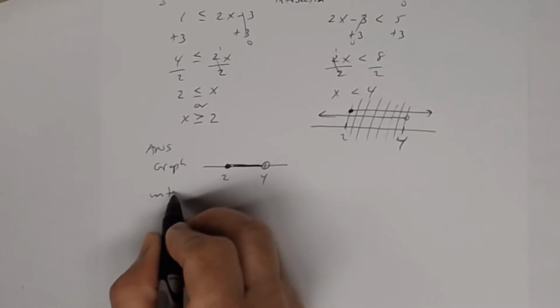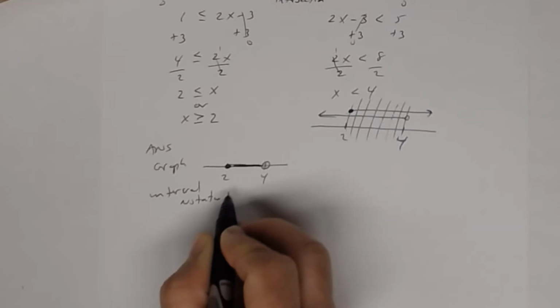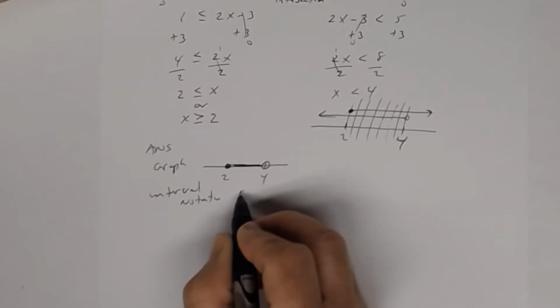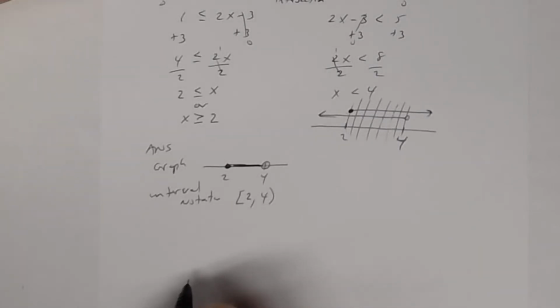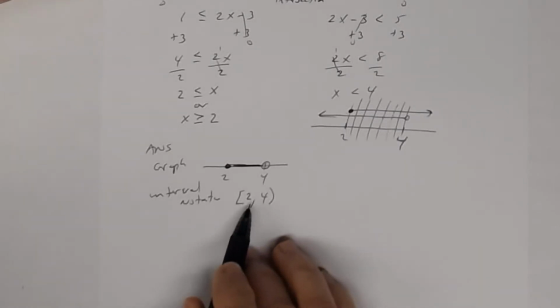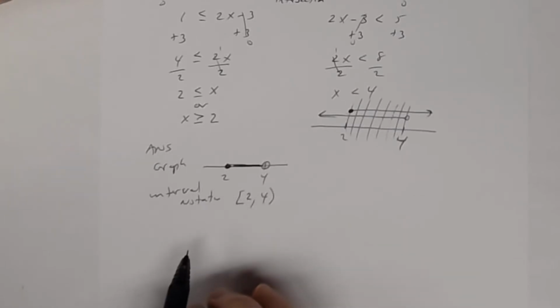The interval notation is easy as well. Interval notation: bracket, since 2 is closed, you'll put bracket 2, comma, all the way to 4, parentheses. All right, so your solutions are between 2 and 4, including 2, but not including 4.